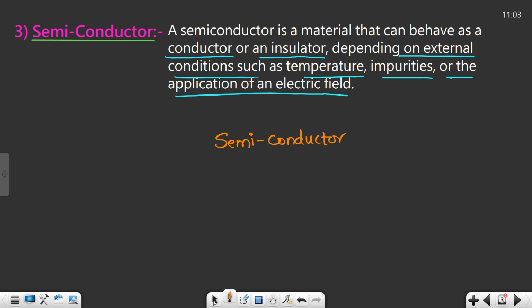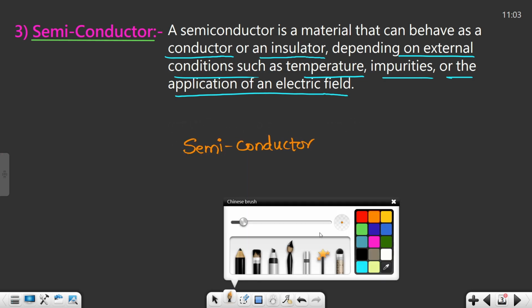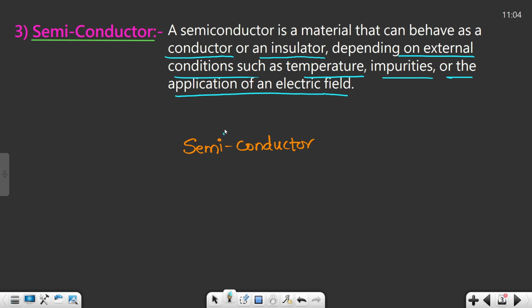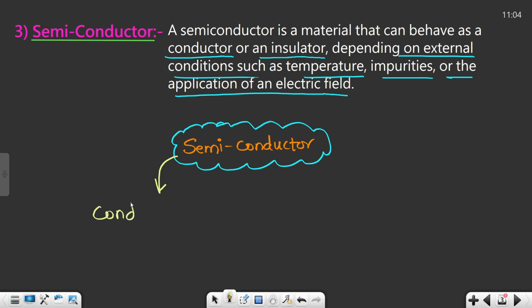Semiconductor. So what exactly is this particular term semiconductor? It is a combination of conductor and insulator. This is what we can guess based upon this particular definition. So as of now, just think of a semiconductor as a combination of conductor and insulator.